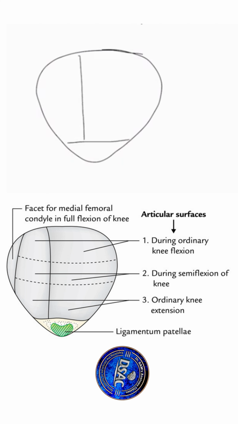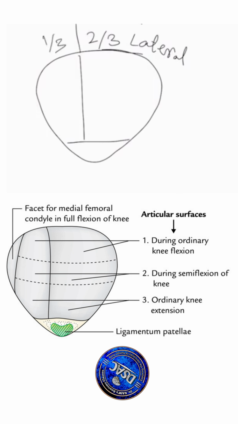Being wedged, two-thirds of the surface is the lateral surface and one-third is the medial surface. It's easy to remember: L for lateral, L for larger surface. Remember this. And this lower surface, the posterior surface of the apex, is not articular. This is the non-articular surface of the patella, which provides attachment to the ligamentum patellae.